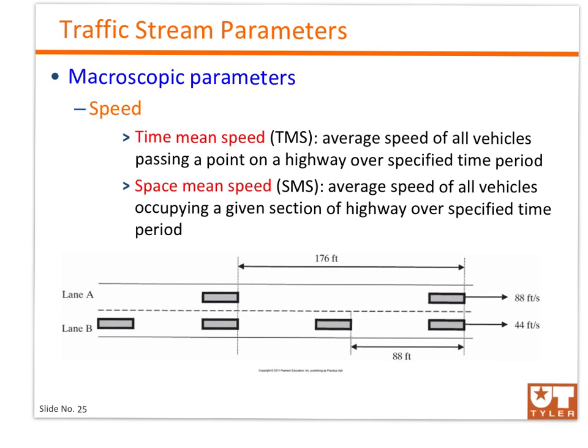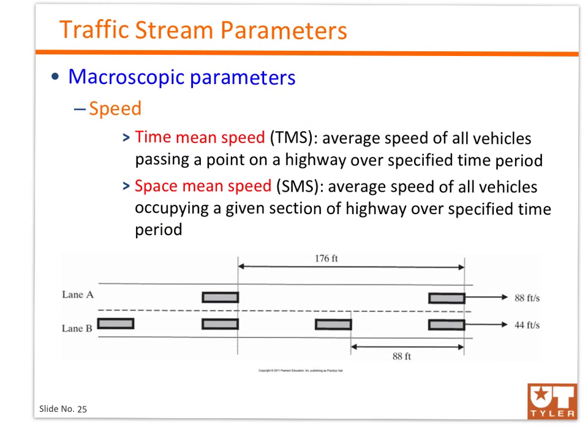So as we learned from the previous class, there are two types of speeds. The first speed here is the time mean speed, while the other type of speed is the space mean speed. So what is the time mean speed again? Time mean speed is basically the average speed of all vehicles passing a point on a highway over a specified time period. So we are really here interested in averaging all the vehicles at a certain time, rather than the space mean speed, which is basically an average speed of all the vehicles occupying a given section of the highway or over a specified time period.